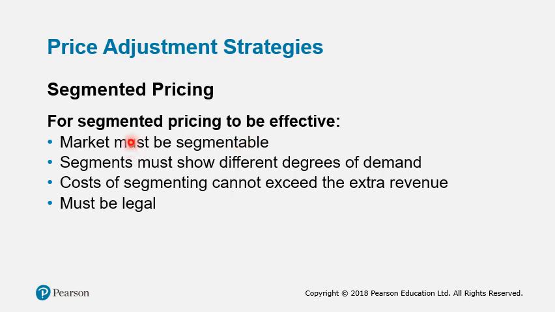Now the segmented pricing could be effective if the market is segmented earlier. Meaning you can actually segment them. You already know that there are elderly people that will watch movies, there are children that will watch movies, and there are also students that will watch movies. Second, they must show different degrees of demand.